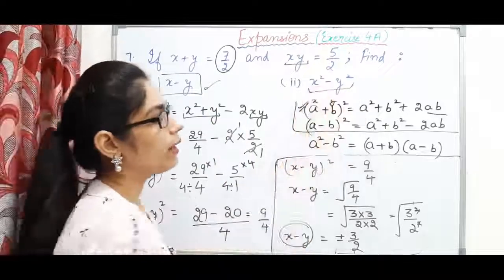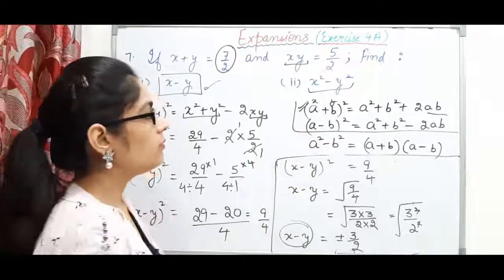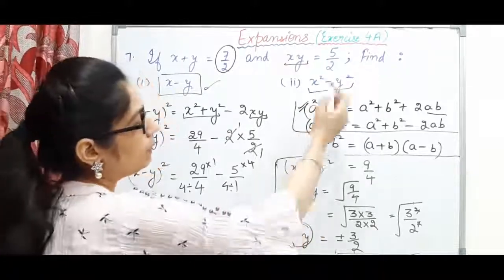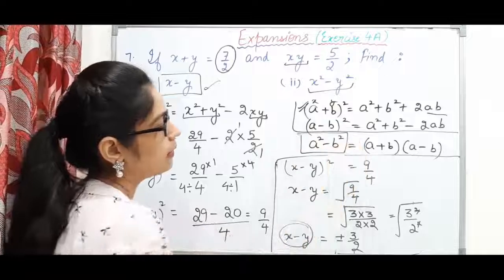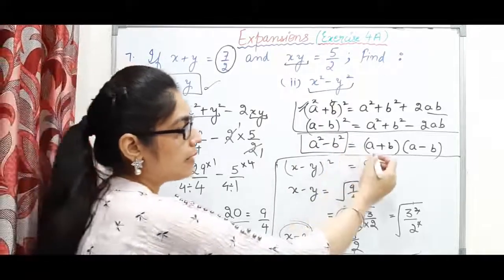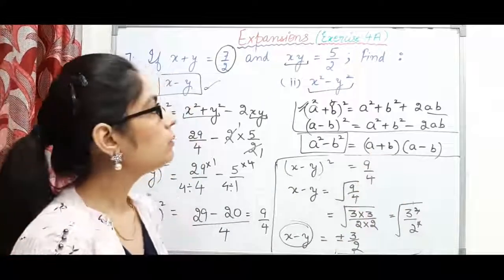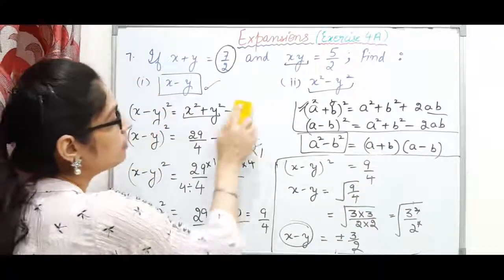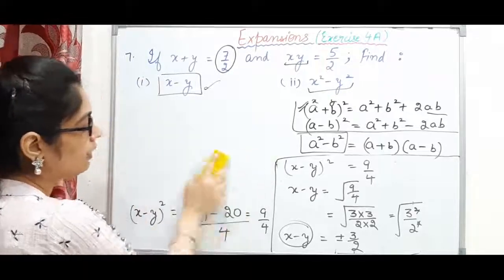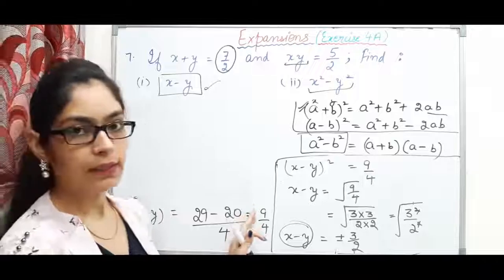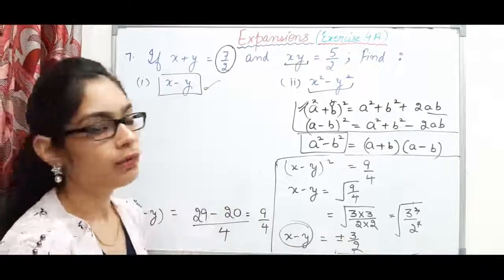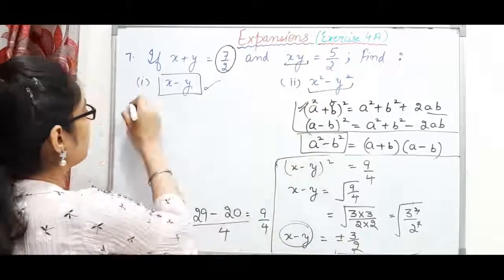Second is x square minus y square. So we just have to solve it using these identities. x square minus y square is similar to a square minus b square, which is equal to (a plus b) into (a minus b). So I have the value of x plus y, and I also have the value of x minus y, because x minus y just now I have calculated, and x plus y is already given to us. So we can find this one.